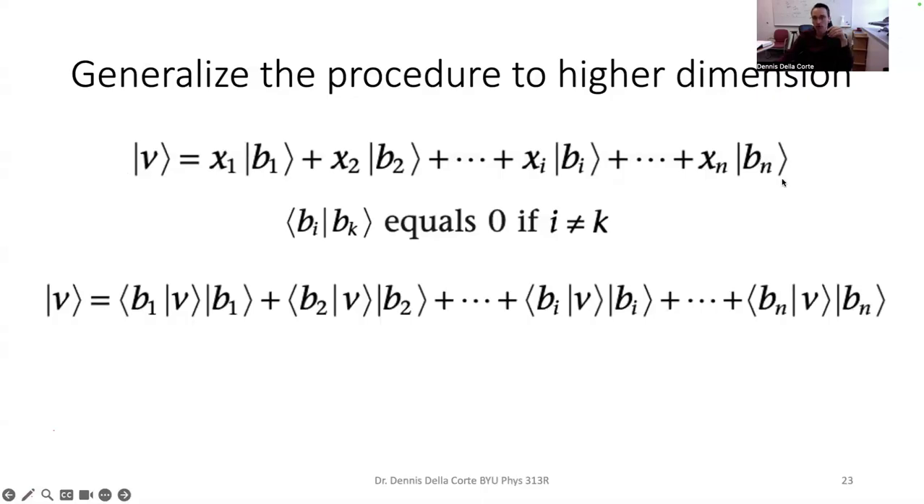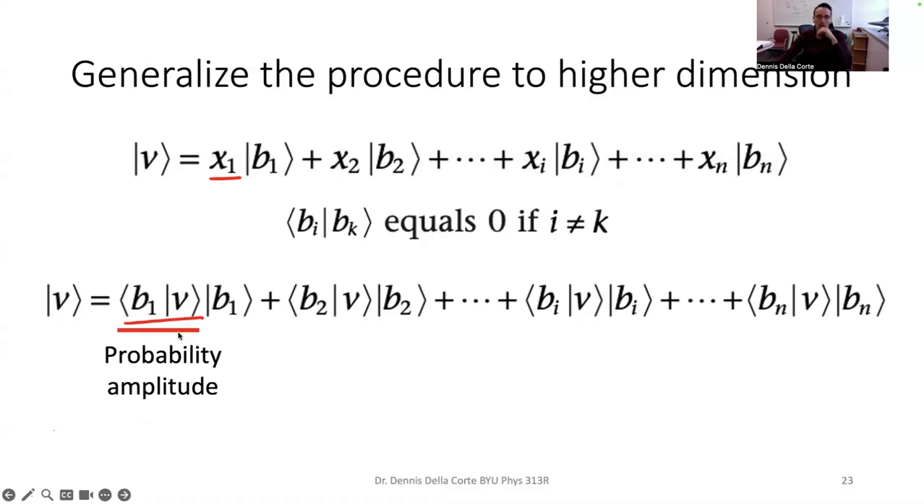And since I can do that for every term, I can just go in and replace the different x1s here with the bracket product of the corresponding basis vector with the final result, that point that you want to reach.